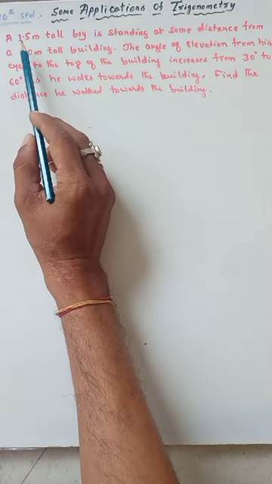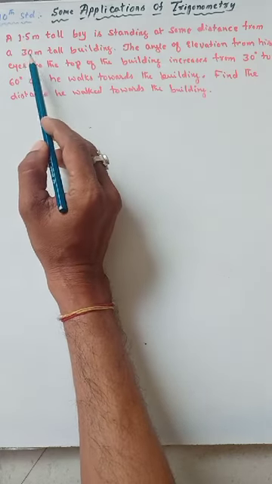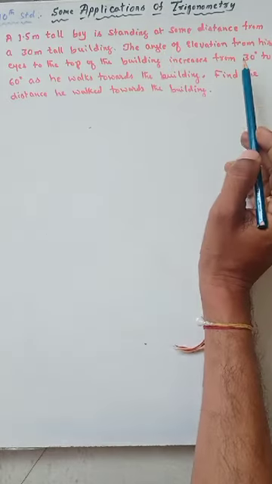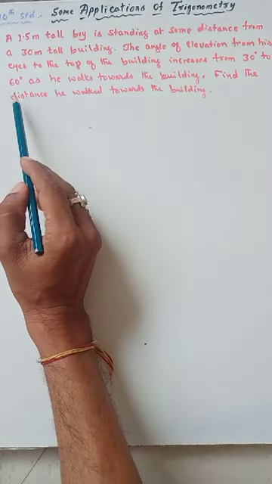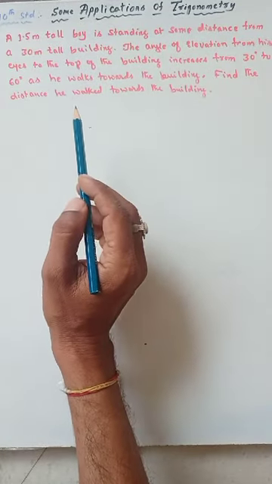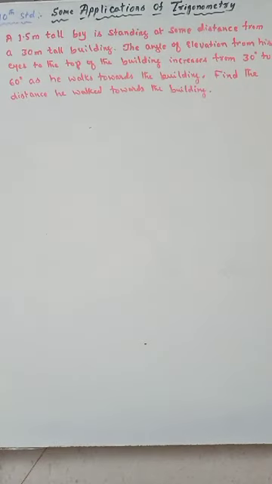That means a 1.5 meter tall boy is standing some distance from a building which is 30 meter tall. The angle of elevation increases from 30 degree to 60 degree as he walks towards the building. We have to find the distance he walked towards the building here. Okay, so that is a clear question.